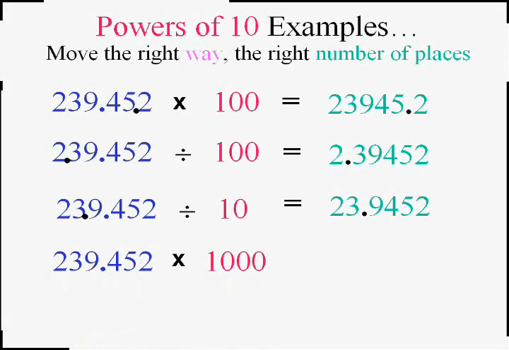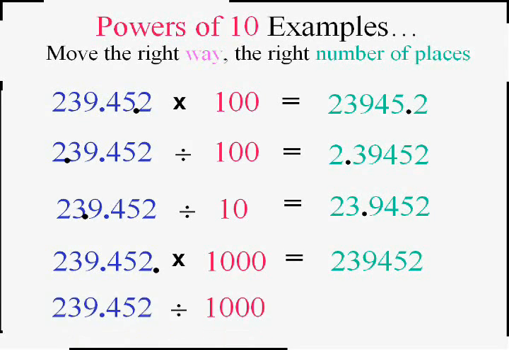Now don't forget, when you divide, you move to the left to get smaller. When you multiply, we're going to move to the right. The same number of zeros that are in the power of 10. Now if we move all the way over to the right, we're going to have a whole number, and we usually don't write the decimal point for a whole number. So just write it like that. In this case, we're going to move over to the left because we have division, and our answer will be a very small number. It's very simple, isn't it?